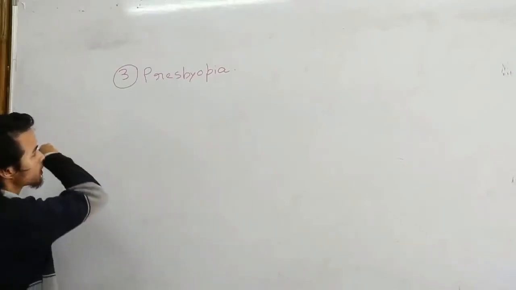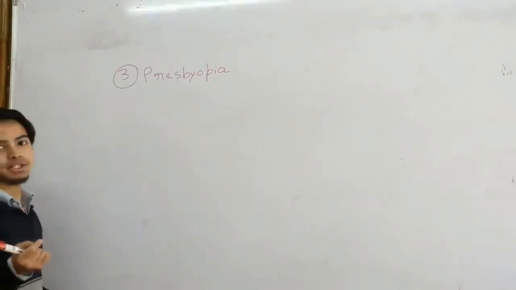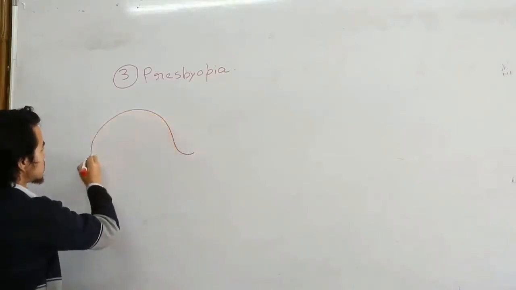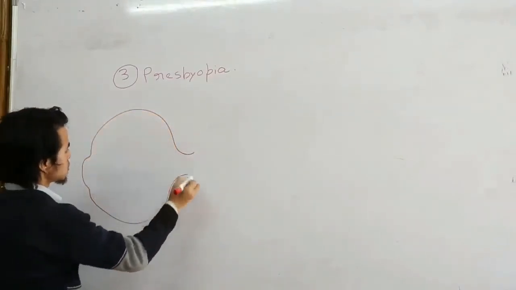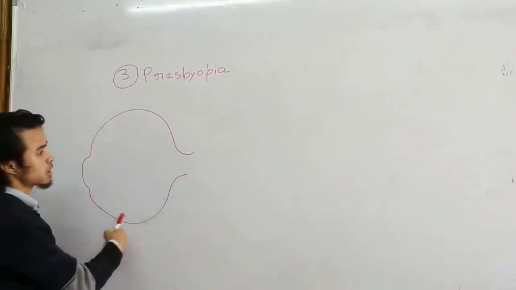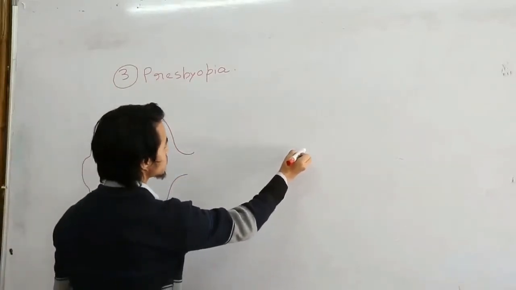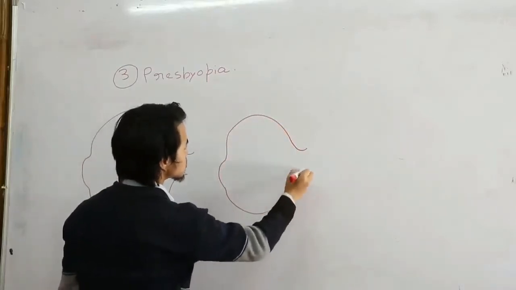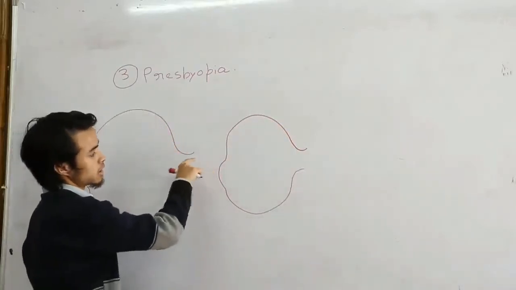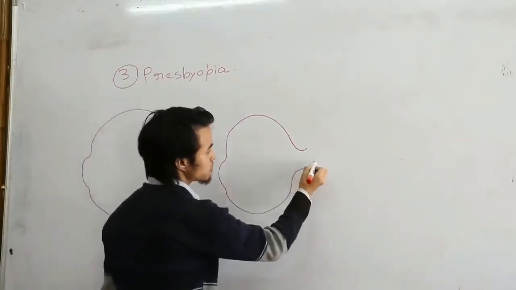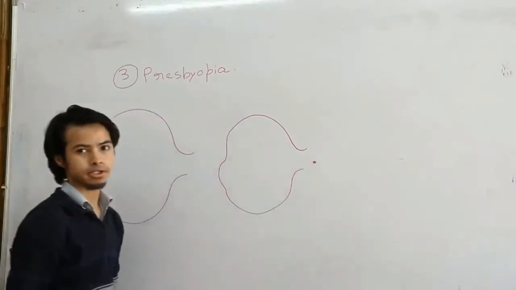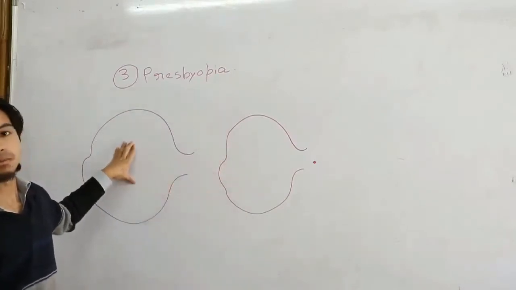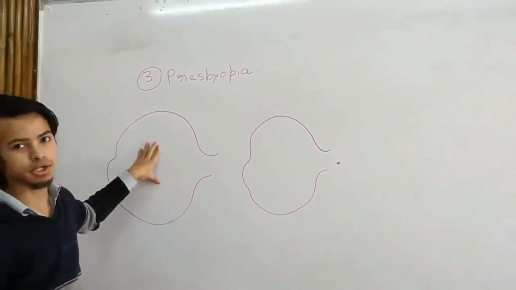The only difference is that in hypermetropia, suppose this is the normal size of the eyeball, this is a normal eye, but in hypermetropia the size of the eyeball gets decreased, and hence the light rays coming from an object will be formed at the back of the retina. But in presbyopia, the eye remains the same. The size of the eye remains the same.